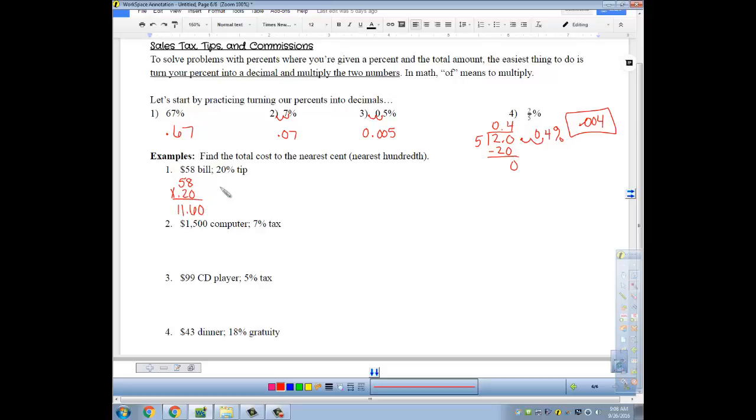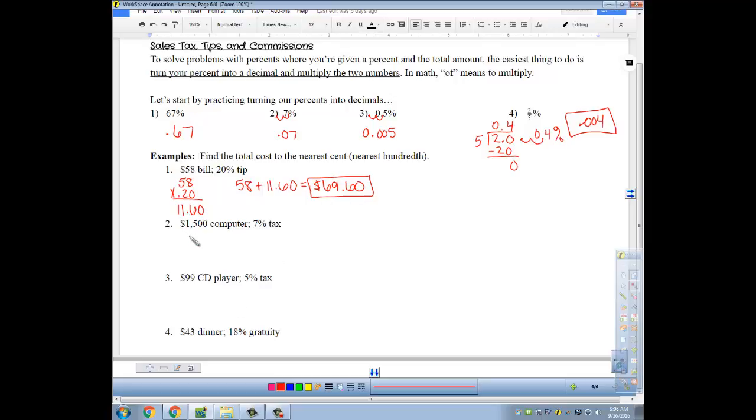And so since that's a tip, it makes it more expensive. So we're going to add it back onto the bill. So 58 plus 11.60 would give me a total of 69.60. So anytime it asks for tip or sales tax or something called gratuity, we are going to add it back onto the cost. So your final bill would be $69.60.